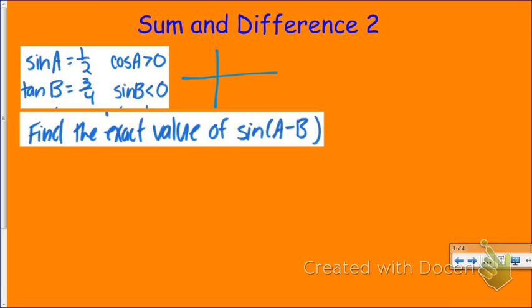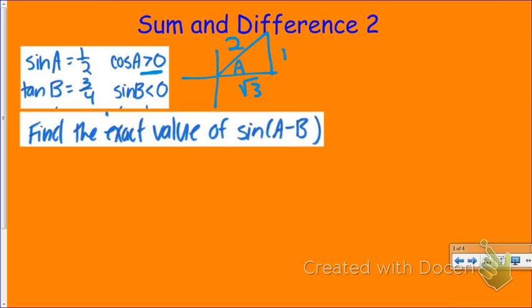But I am going to draw a picture of it. So I'm going to draw that angle A. It tells me that the sine of A is a positive 1/2, and the cosine of A is greater than 0. Numbers that are greater than 0 are positive. So this means that A has a positive sine and a positive cosine, which means it has to go in quadrant 1. So after I draw my triangle, I'm just going to fill in my values. I've got an opposite of 1 and a hypotenuse of 2. So by the Pythagorean theorem, my missing side is √3.